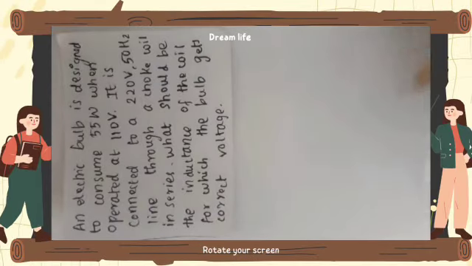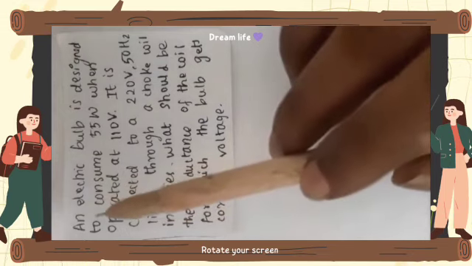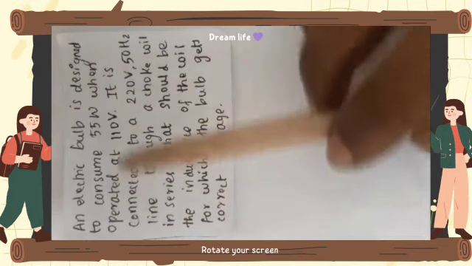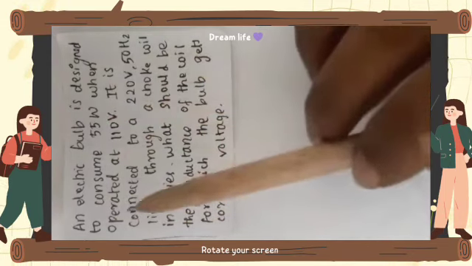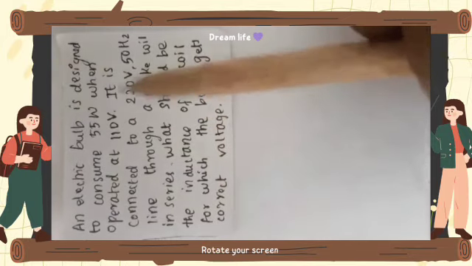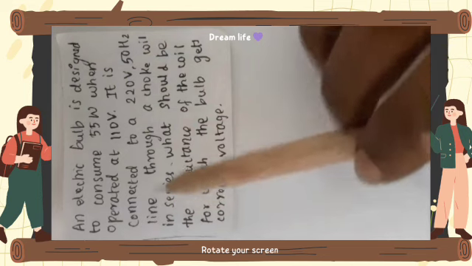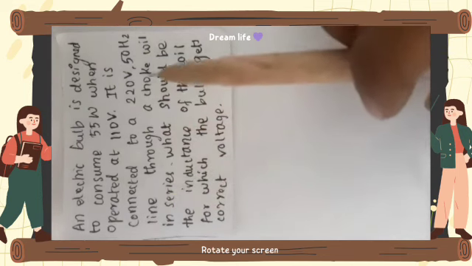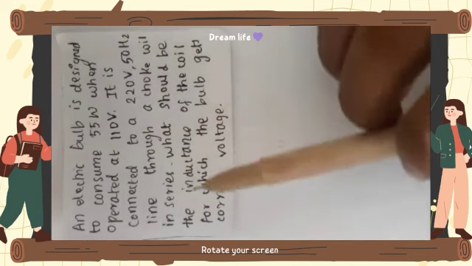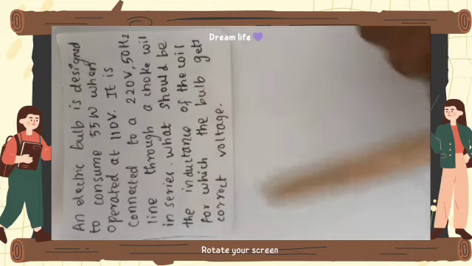Hi everyone, today we will see a problem from alternating current. So the question goes: an electric bulb is designed to consume 55 watts of power when operated at 110 volts. It is connected to a 220 volt, 50 Hz AC source through a choke coil in series. What should be the inductance of the coil for which the bulb gets the correct voltage?